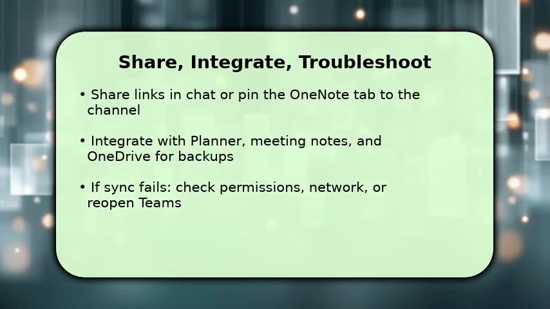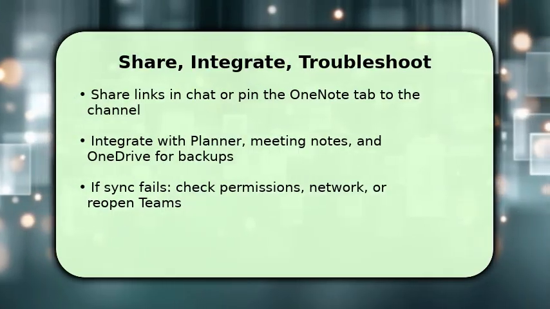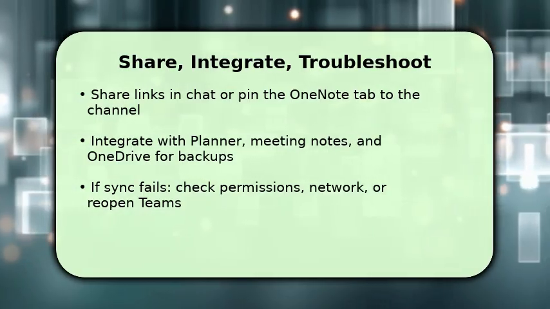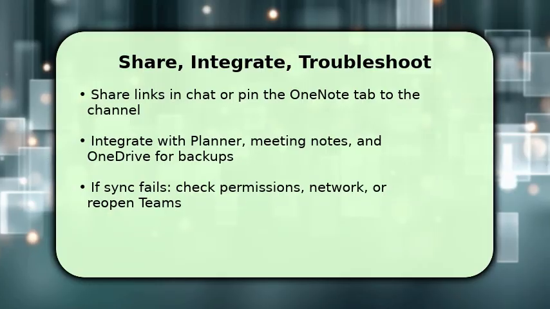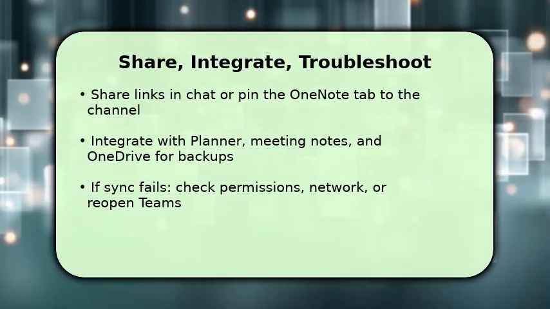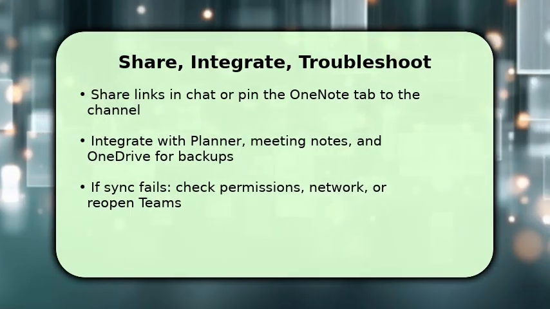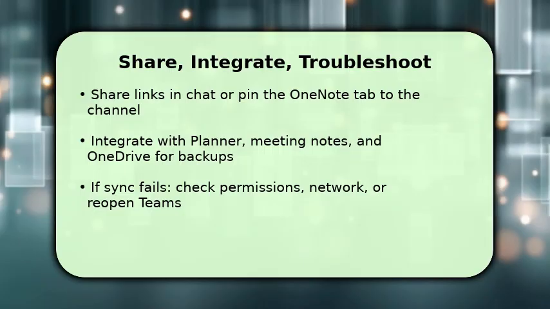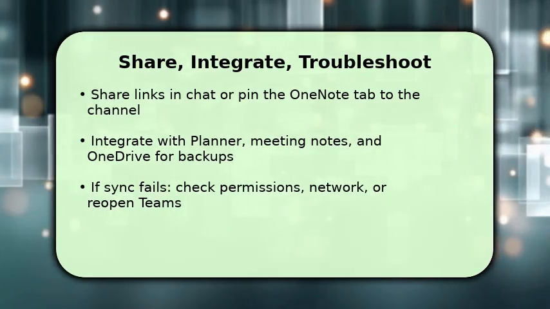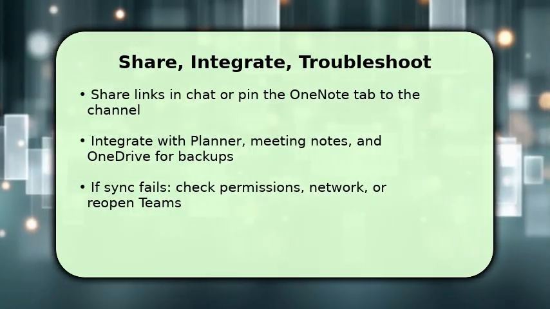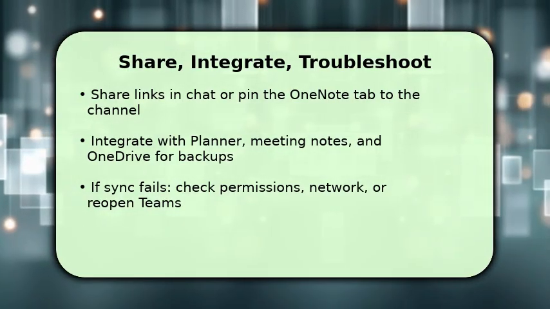knows where to work. Integrate with Planner and Meeting Notes by linking specific pages to tasks, and ensure the notebook is saved to OneDrive for backups. If collaborators report missing edits, check permissions, confirm network connectivity, and try a manual sync or restarting Teams. As a quick troubleshooting tip, reopening the notebook or clearing cache often resolves sync conflicts and restores up-to-date content.